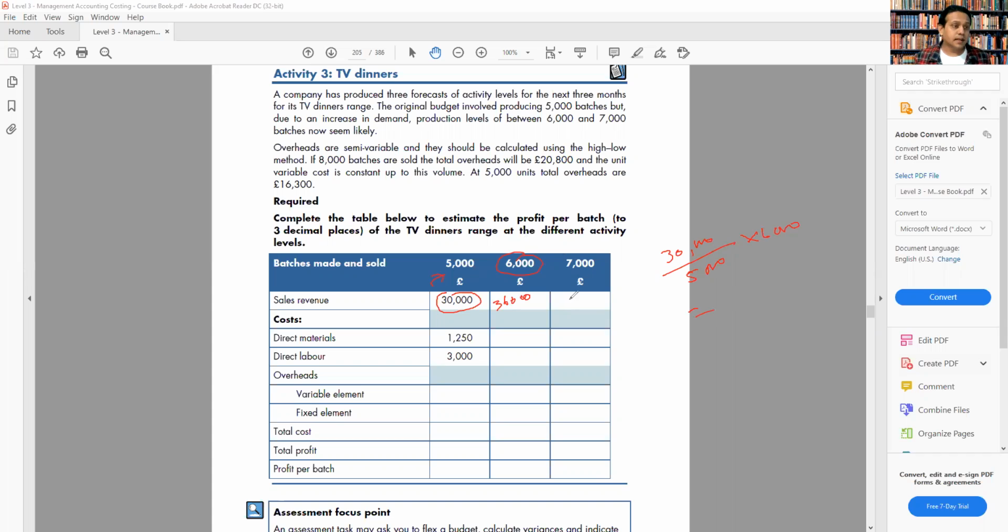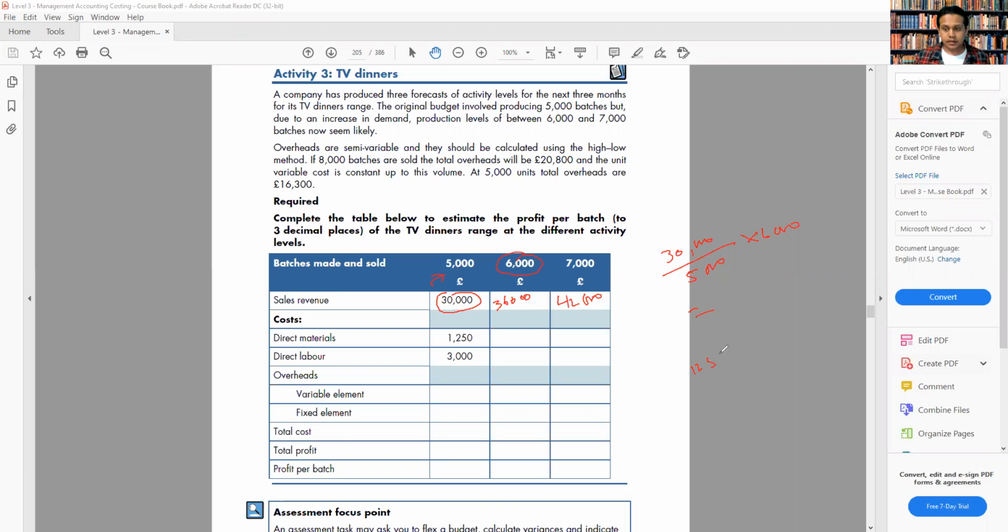Very well done. Can we get the 7,000 the same way? How much will be the sales revenue for the 7,000? 42,000. Very well done, Annie. Very well done, Kelly. So 42,000. Then we move to the direct material. Can you do the direct material the same way? 1,250 divided by 5,000 times by 6,000. Very simple.